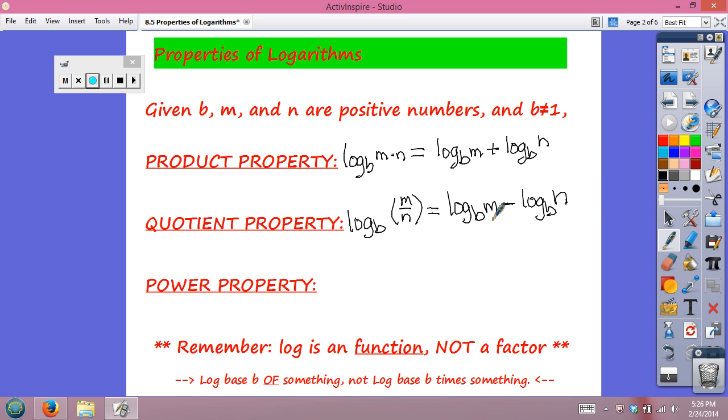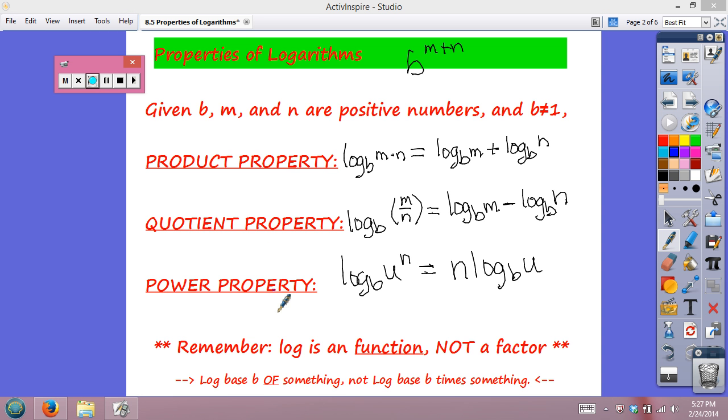Now these should be very similar to you because it's just the opposite of when we had our b to the m plus n. Remember, we could break that down from the previous lessons. Okay, and last we have our power property, which says if we have log base b of u to the n, that is the same thing as saying, bring that n out front, n times the log base b of u.